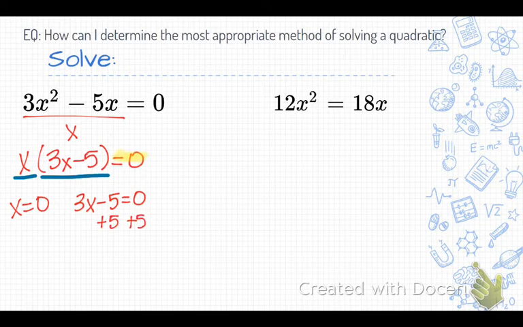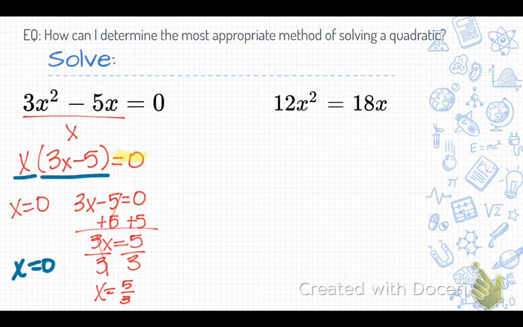Then I have 3x minus 5 equals 0. So I'm going to solve it like I did yesterday. I have 3x equals 5 now. Divide by 3. Divide by 3. So I have x equals 5/3. So that means my 2 answers are x equals 0 and 5/3. So here are the solutions to my problem.